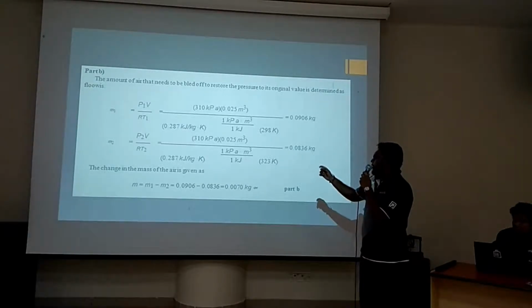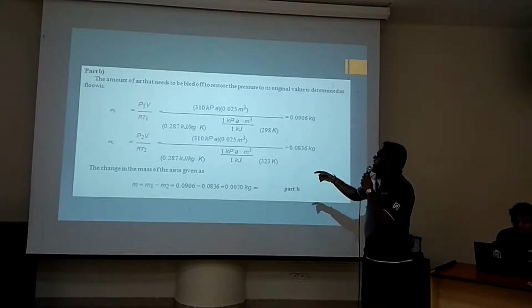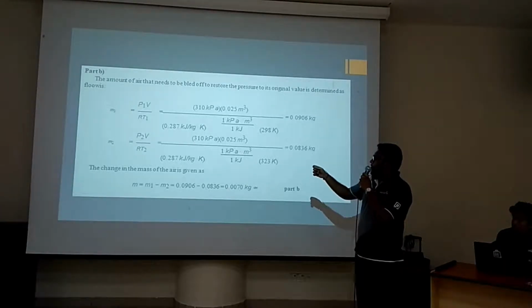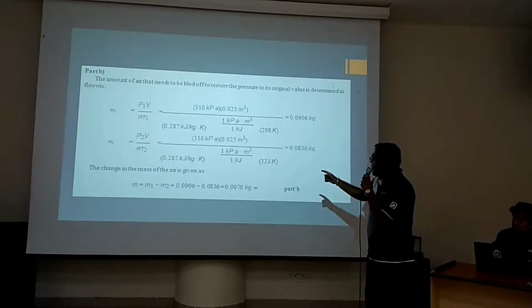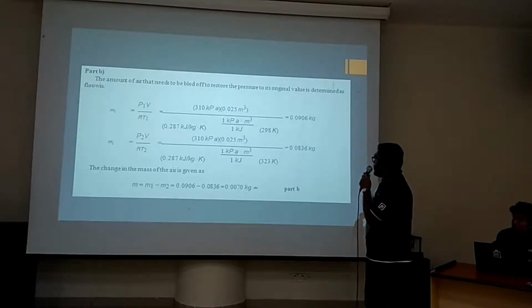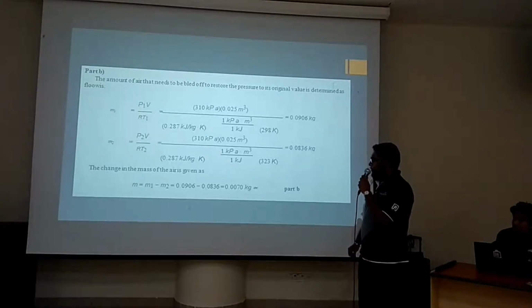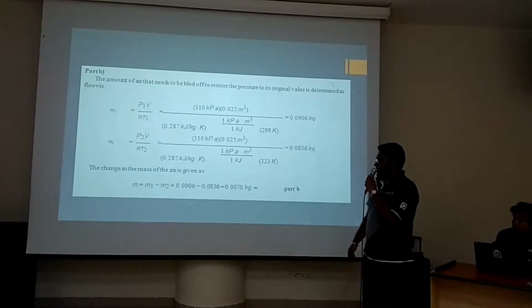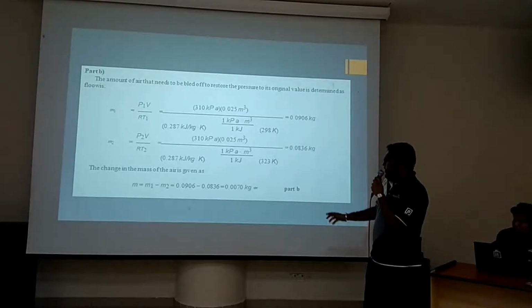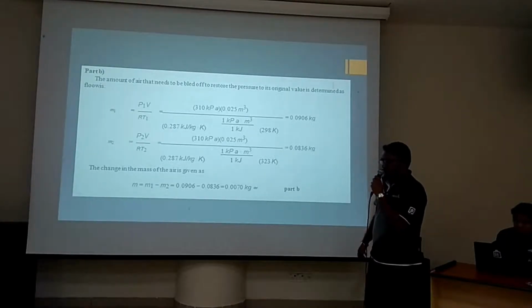Whereas for m2, P2 V2 over R T2, we follow the same steps as m1. So for P2 we put 310 kilopascal, the same volume, divide by 0.287 times 323, and we get the answer 0.0836 kg. So the change in the mass of air is given as Δm equals m1 minus m2, equals 0.0906 minus 0.0836, equals 0.070 kg.